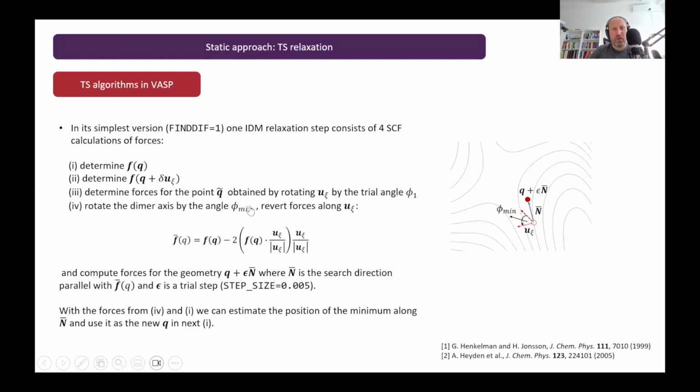So we rotate the dimer in such a way. This was the initial orientation, and now we reorient it in this way. Now we revert the direction of forces parallel with the unstable direction. Formally we do this. And now we define the search direction that is parallel with these forces, and perform a small trial step along this search direction. From that, we determine the curvature for the motion along the trial direction, and from that we have enough information to guess the position of the minimum along the search direction. That new Q is the new configuration used for the next step, and the whole cycle is then repeated. So it's important to remember that the dimer method works in a 4-step cycle, so to say.